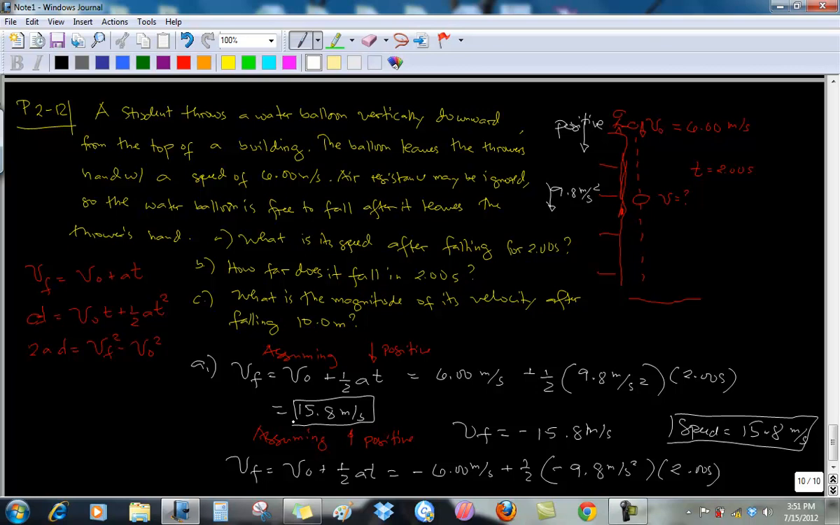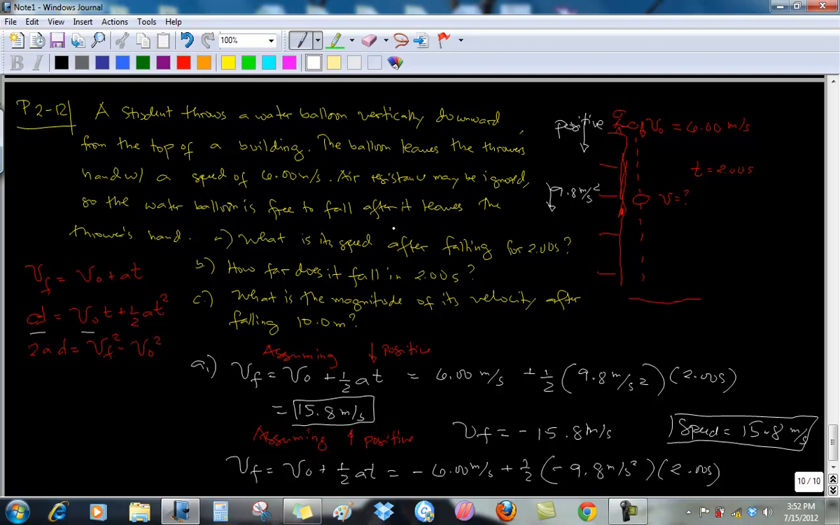Now, letter B. How far does it fall in 2 seconds? So, how far? Then, we're referring there to distance. Okay? Distance. So, the best equation to use, you should have written it already so you can just pick it out right away. Since it's distance you're looking for, you need V0. What's V0? That's 6. Here, we are assuming positive downward. That's the easiest whenever it's falling, because most of your terms will be positive.